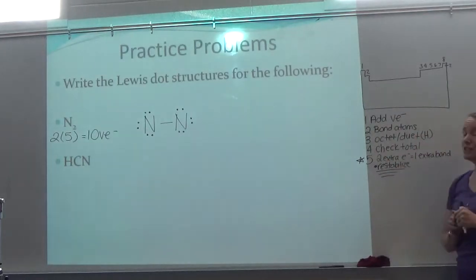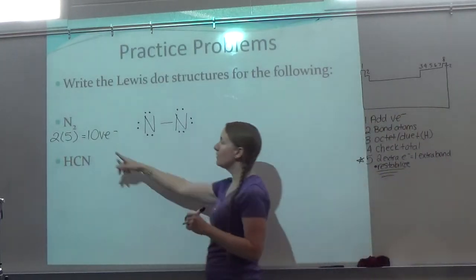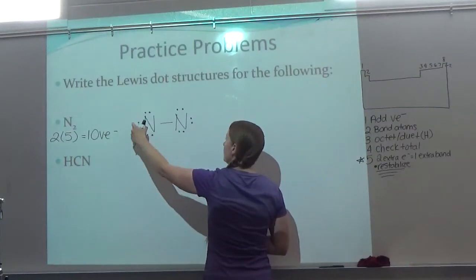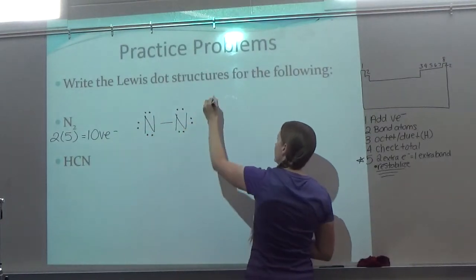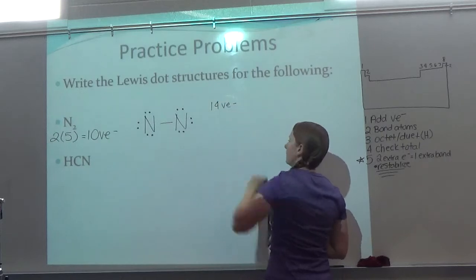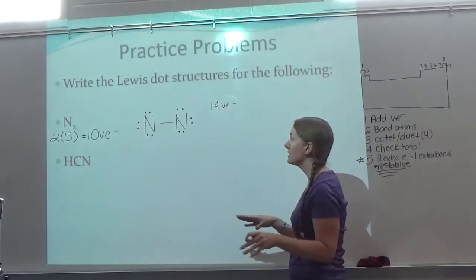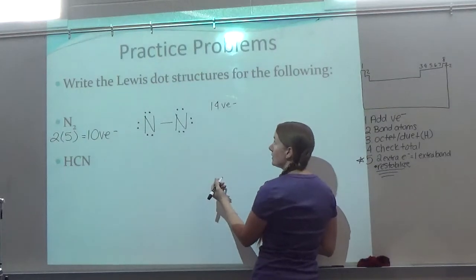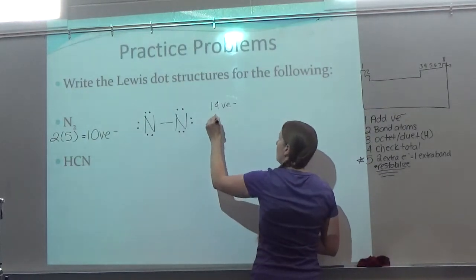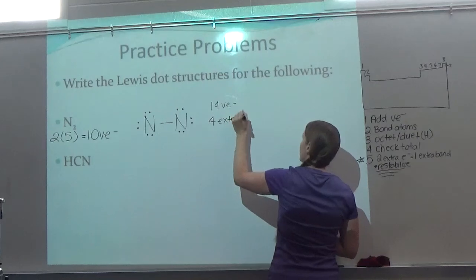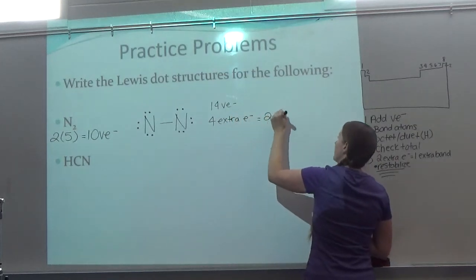All right, so number 4 is check my total. So I'm allowed to have 10 valence electrons. I have 2, 4, 6, 8, 10, 12, 14. So again, I can't just go erasing dots because I haven't added any more bonds. So for every 2 extra electrons, I need 1 bond. Well, I have 4 extra electrons, so I need 2 extra bonds.